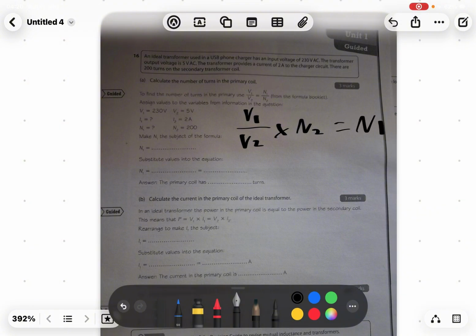If we substitute the numbers in, V1 is 330, V2 is 5, and N2 is 200. So when we work it out, it gives us 9,500, and it will be in turns. Over here will be written.